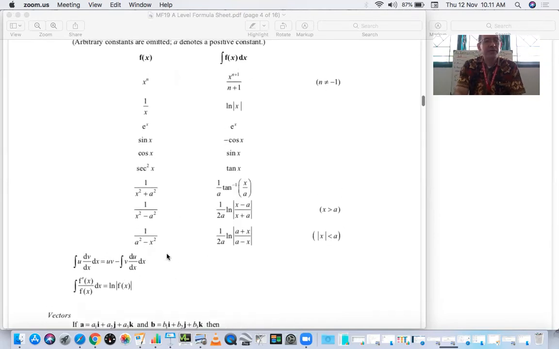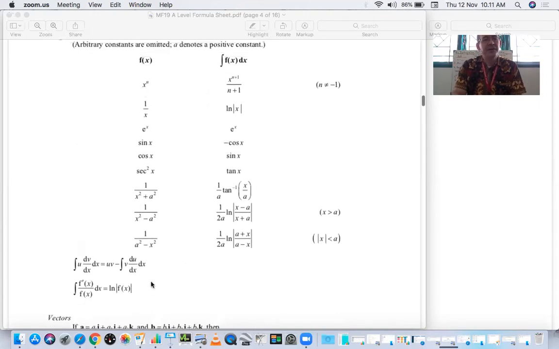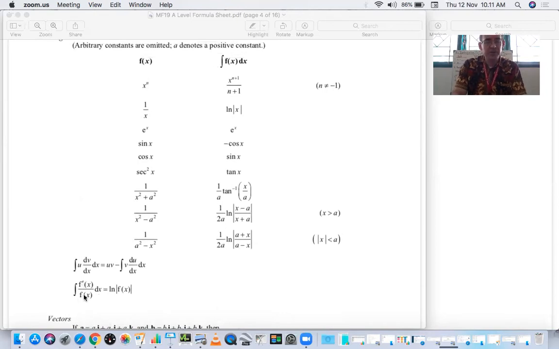And then this one right here is actually your formula for integration by parts. We'll go over that again in the next video. And then here at the bottom of the integration section, before it gets into vectors, this is your logarithmic one with the derivative in the numerator over the function in the denominator. So the top is the derivative of the bottom, and it becomes ln of the function. So a lot of these things are in here.